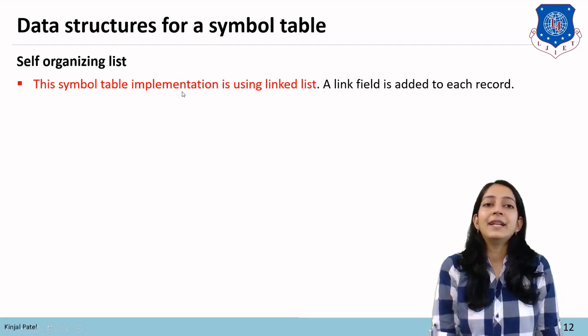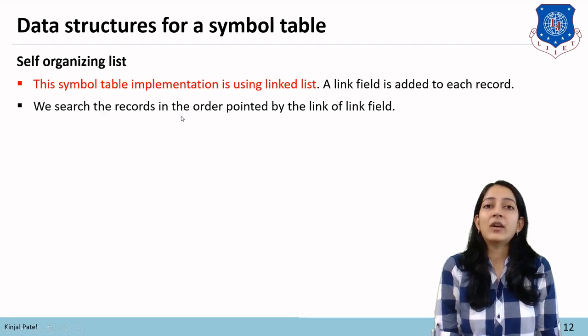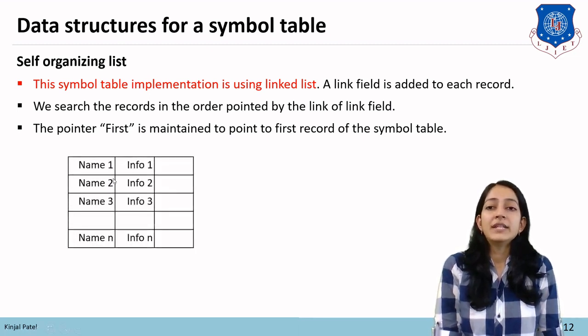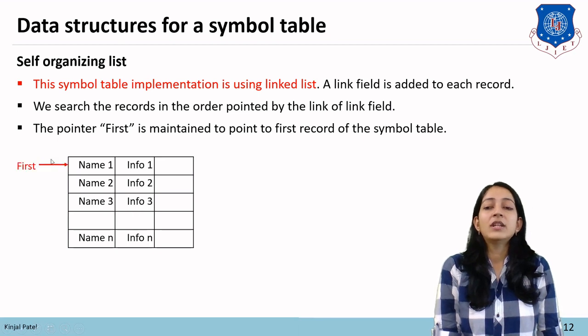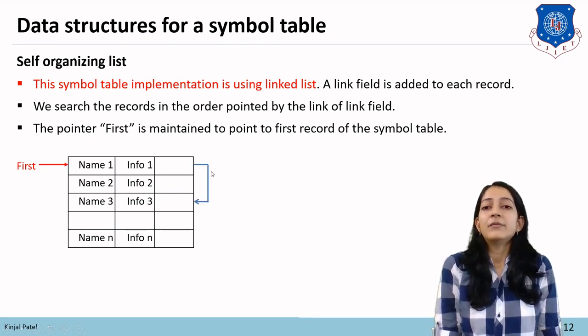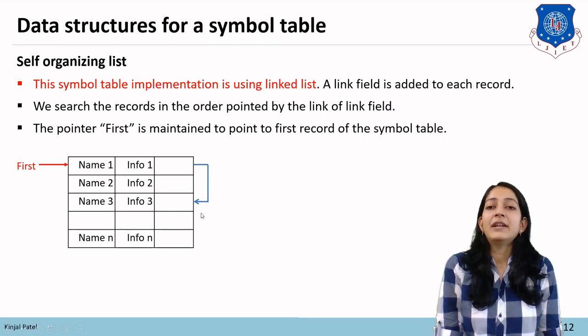A link field is added to each record. We search the records in the order pointed to by the link field. The pointer first is maintained to point to the first record of the symbol table. Here is the name and its information. The pointer first points to the first record of the symbol table, and we link the next record after that variable.